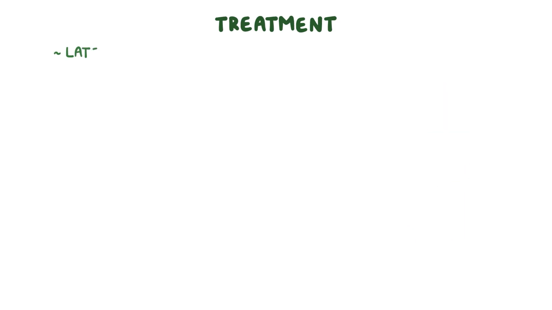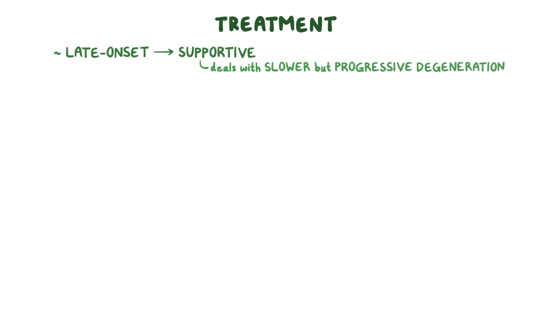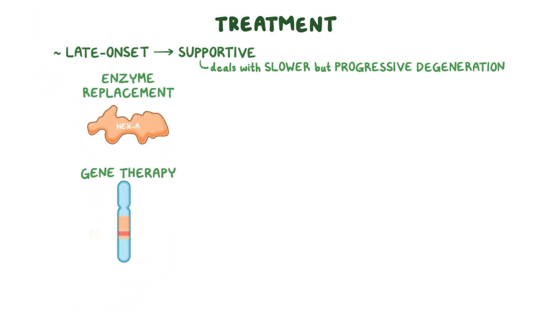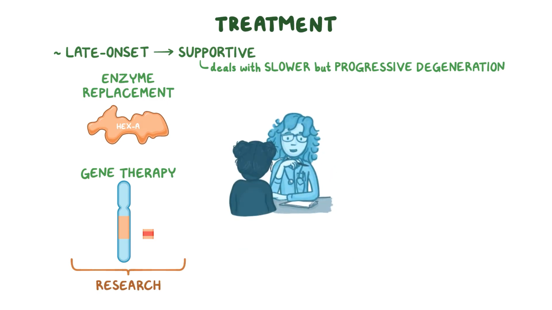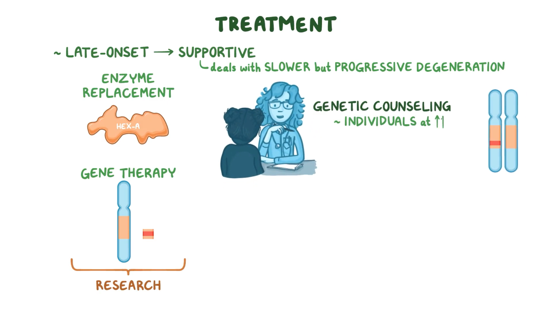Management of symptoms in later onset forms is also primarily supportive, dealing with the slower but progressive nature of the degeneration in these related conditions. Enzyme replacement or gene therapy continue to be areas of research, but until they are in hand, genetic counseling for individuals at high risk can help prevent passing on the mutations associated with TSD.